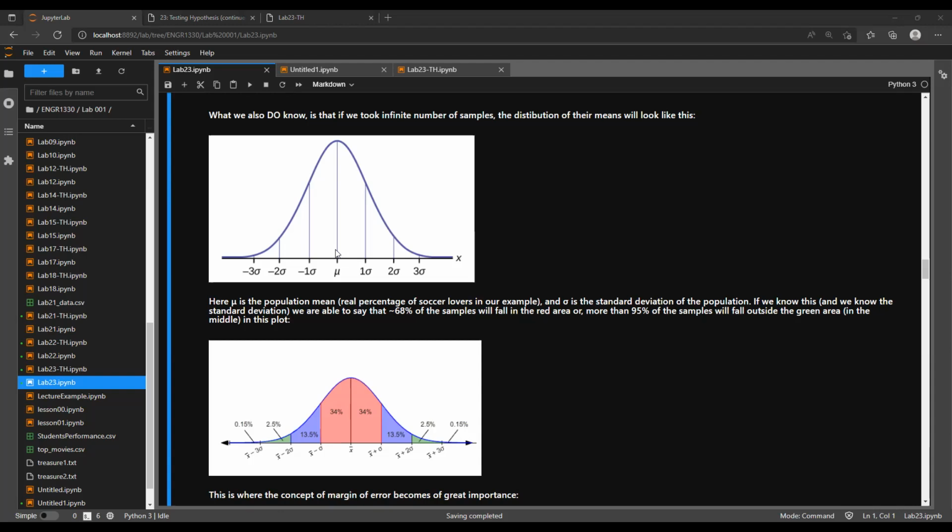And 68% of every time I close my eyes and reach into the bag, it's going to be in this range of the average plus or minus a standard deviation. That standard deviation might be large, it might be small, I don't know. So to put some numbers to it, in our soccer example, I know the true mean is 75%, and I know the standard deviation is, I don't remember what it is. Let's call it like 1. So I know 68% of the time I close my eyes, I'm going to get somewhere between 74 and 76.